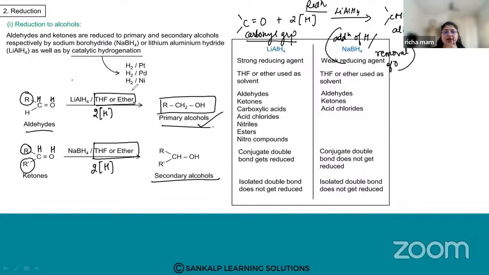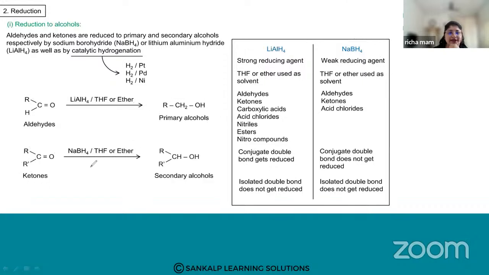So what are we doing? Whenever we have a carbonyl group and we do reduction on it, we are going to get an alcohol. Respectively, aldehydes will give you a primary alcohol, and ketones will give a secondary alcohol. Now I'll give you an example. You have to tell me the product.